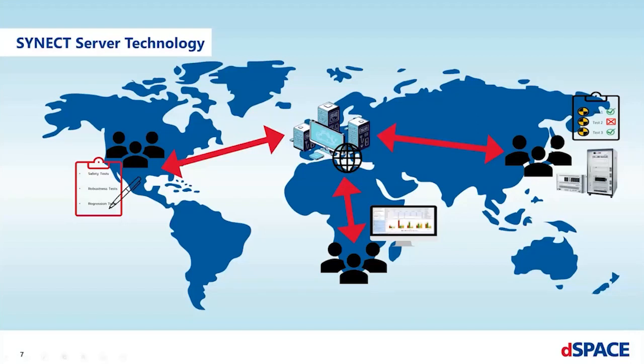In this example, you'll see that we have a global distributed team where we have a few different groups accessing one central server. One team in North America may be in charge of reviewing the requirements, setting up test cases that need to be validated, and then scheduling those tests to be run on our HILs. Whereas we have the other team across the globe who are then in charge of receiving the scheduled tests and then executing them on our HILs.